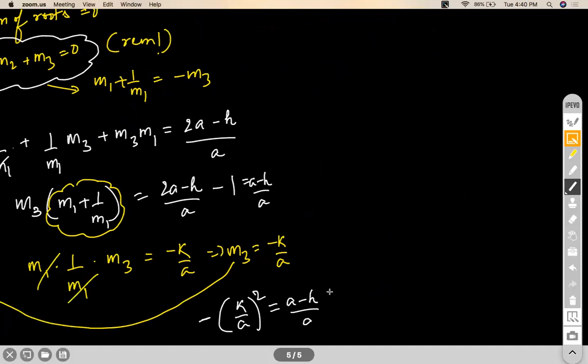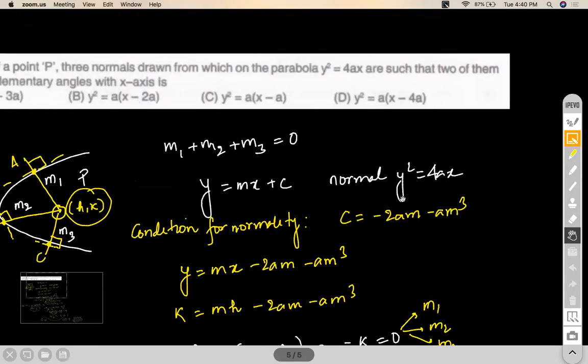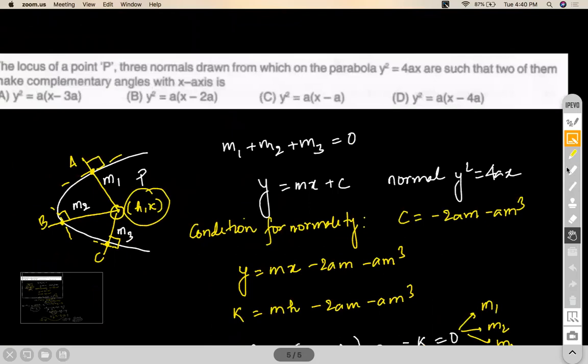Let us try to simplify this. So on simplification, this gives you K square is equal to A, and the minus sign, I'll flip the H and A position, okay? Which means Y square is equal to AX minus A. So whichever option says this, that would be your option. So Y square is equal to AX minus A is clearly option number C. And C was only given by Tripan and Mancha.